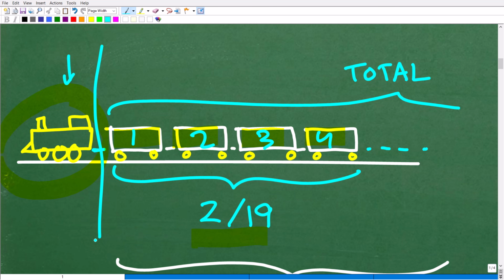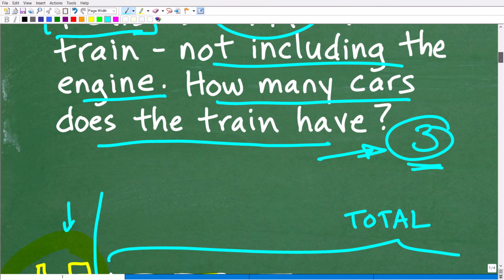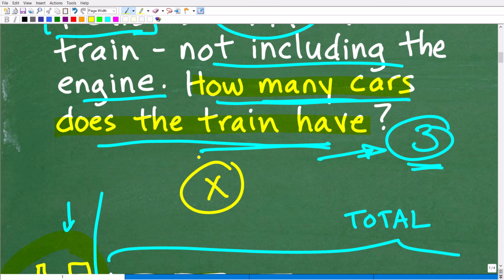Okay, so how can we use this visualization of the problem to help us out? Well, the question is how many cars does the train have? Now, anytime you have a math problem and it's like how many, if you're looking for some unknown value, one of the best things you can do is use a variable to represent what you're looking for. Because a variable represents a number, and if we assign this mystery number to represent the answer to the question, how many cars does the train have? Well, it has X cars.